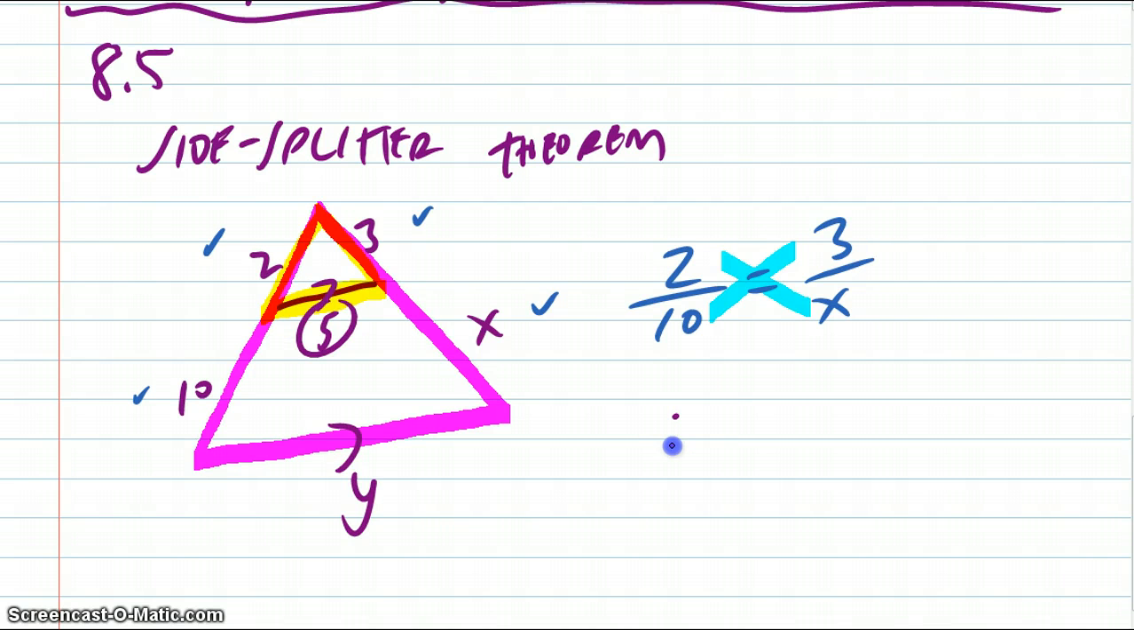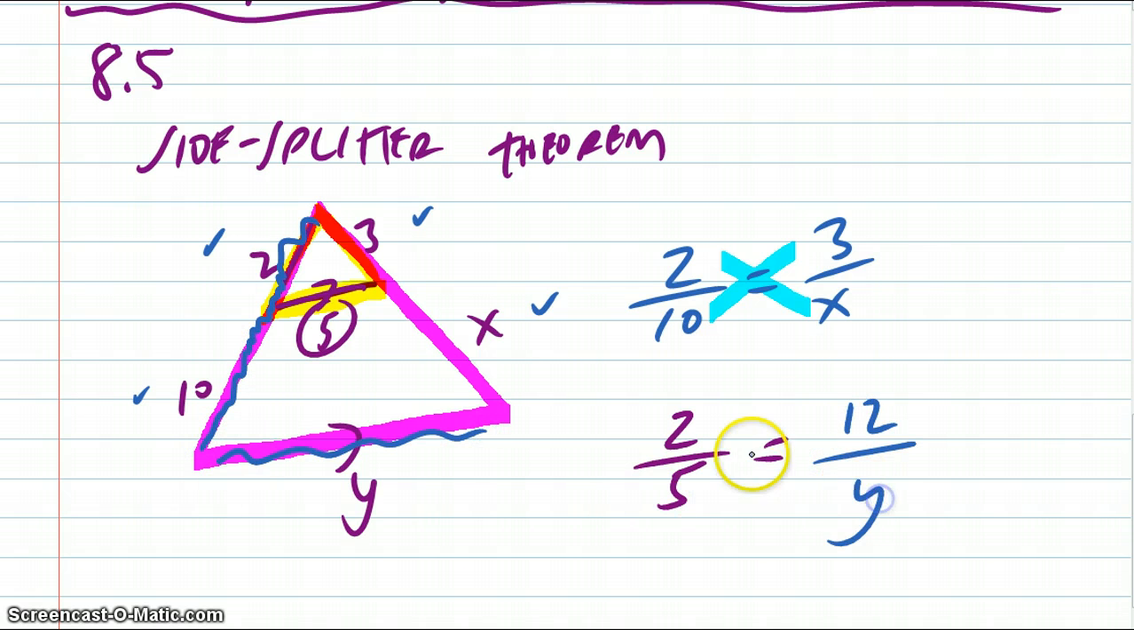So you can also set 2 from the little triangle as it compares to 5 from the little triangle, and then you can look at the big triangle and say 2 plus 10, so that's 12, compares to y, and you can do your cross multiplication there as well. Is that good? That's what we wanted, right?